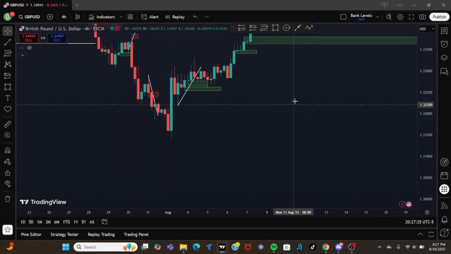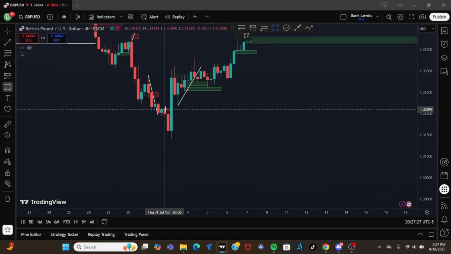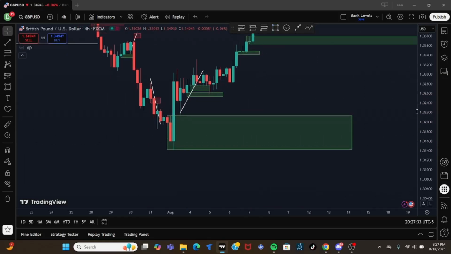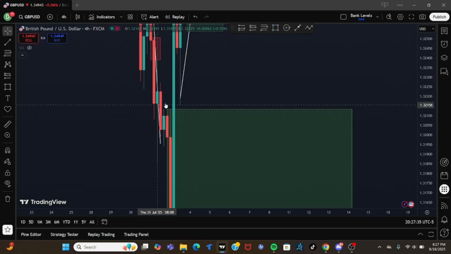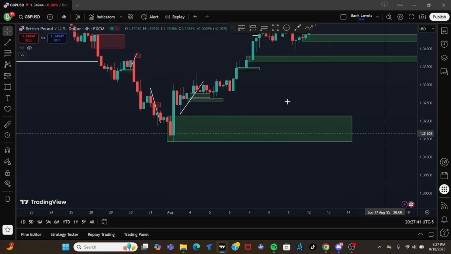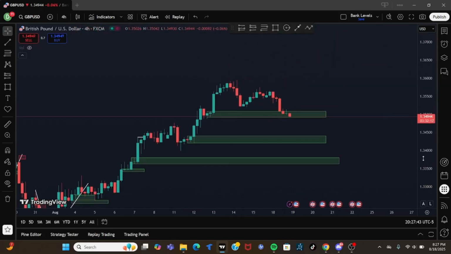You just identify the zones, man. That's all you do. This is a zone. You see that gap? It left a gap. The market has to fill this. That's how I like my zones. It makes so much sense. I'm gonna make a video on gaps. But this is how you draw demand zones.